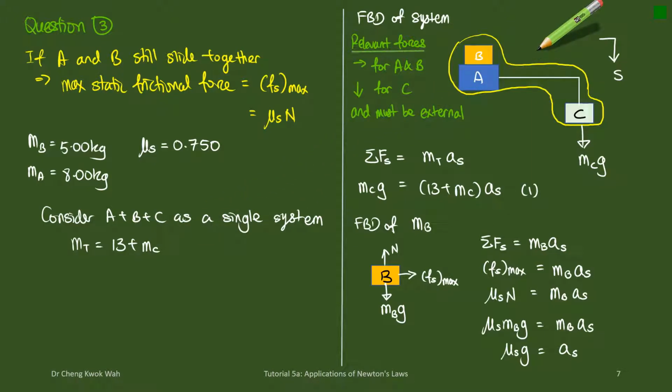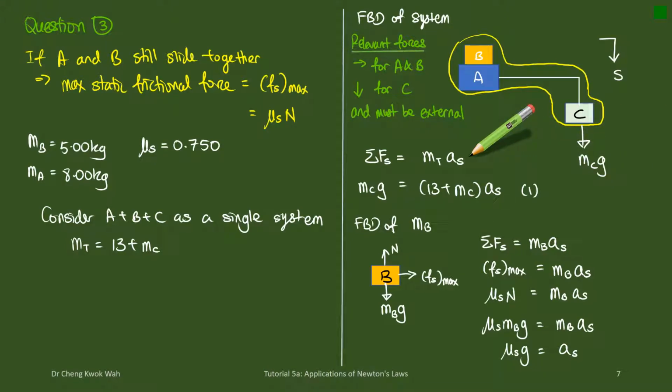We have only one force, mCg, acting downwards. There is no friction between the table and block A, so there's no force on the AB combination. And the normal force on block A doesn't come into the picture because it is normal to the direction of motion, which is given by the s direction. So at the end of the day, there's only one force acting on the system, and that is the weight of block C, mCg. So we apply Newton's second law in the s direction.